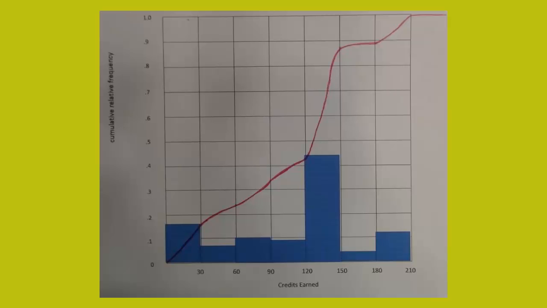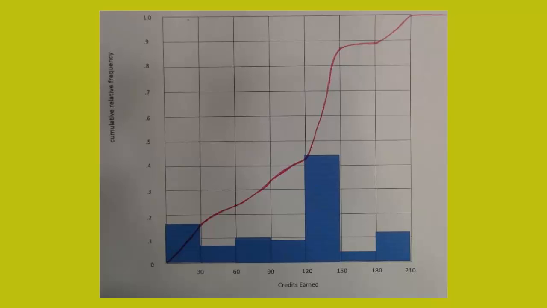Let's look at an ogive imposed upon a histogram that shows the number of college credits earned by 400 employees at a certain company. Notice the y-axis. It says cumulative relative frequency. This means it is keeping track of the proportion of employees who have made it to a particular number of credits earned. Also recognize why the ogive increased so much, going from 120 to 150 credits.